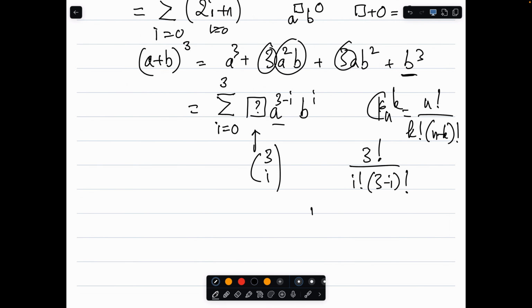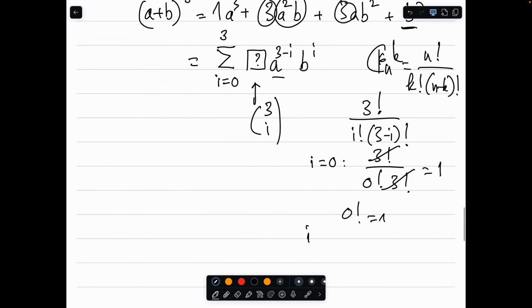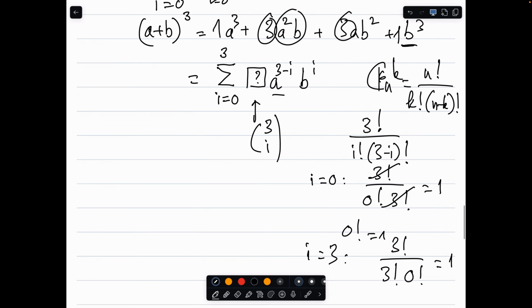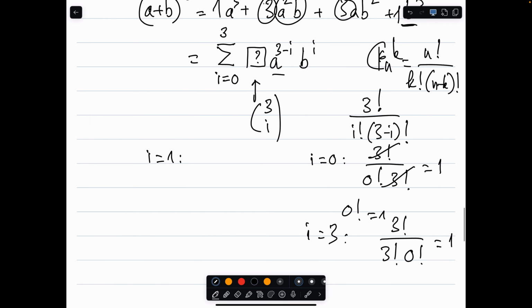If i is 0, you have 3! over 0! times 3-0 which is 3!, they cancel, and 0! is 1. You get 1. If i is 3, you have the same thing: 3! over 3! times 0!, which is 1. Now for i is 1, we should get 3, right? So 3! over 1! times 2!. 1! is 1, this is 3 times 2! over 2!, which is 3.